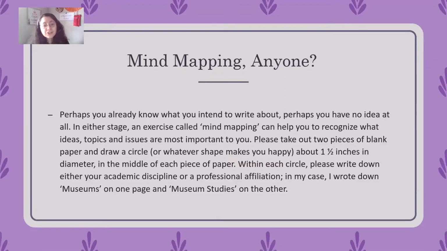In either stage, an exercise called mind mapping can help you recognize what ideas, topics, or issues are most important to you. Please take out 2 pieces of blank paper and draw a circle or whatever shape makes you happy about 1.5 inches in diameter in the middle of each piece of paper. Within each circle, please write down either your academic discipline or professional affiliation. In my case, I wrote down museums on one page and museum studies on the other. I'm going to give you a moment to do that. And remember, since this is a video, you can pause at any time.